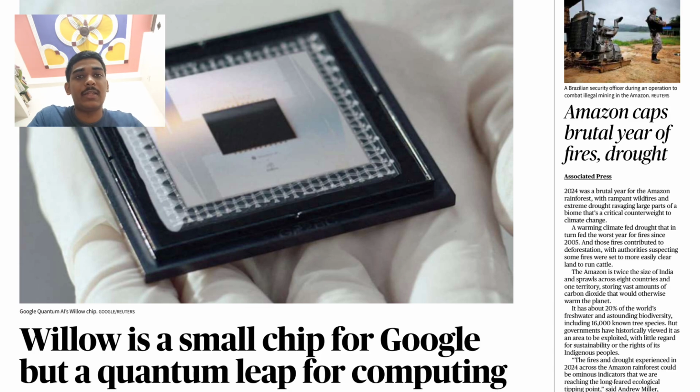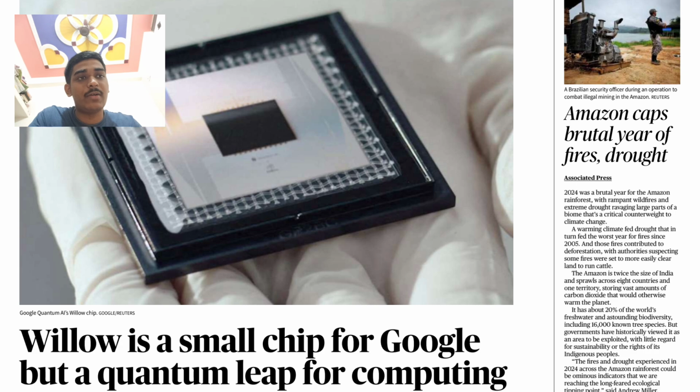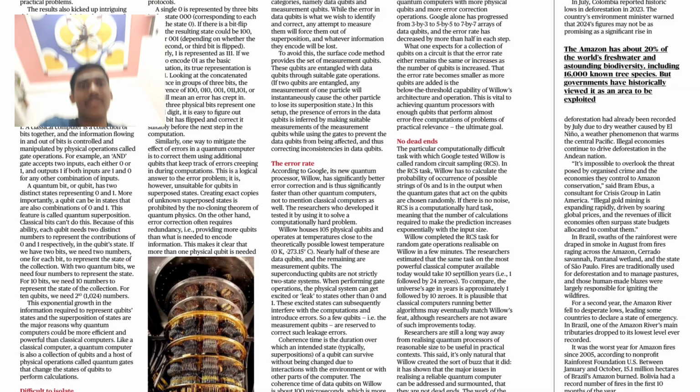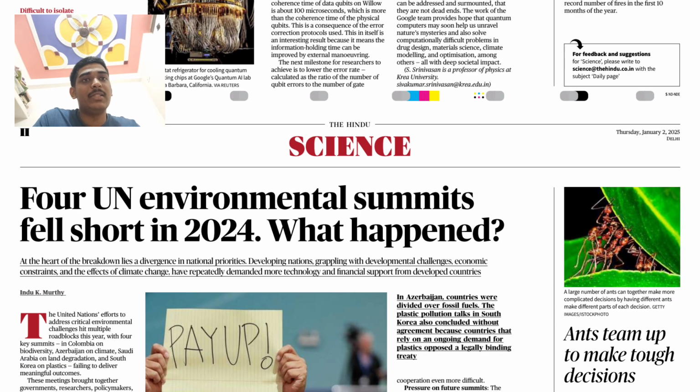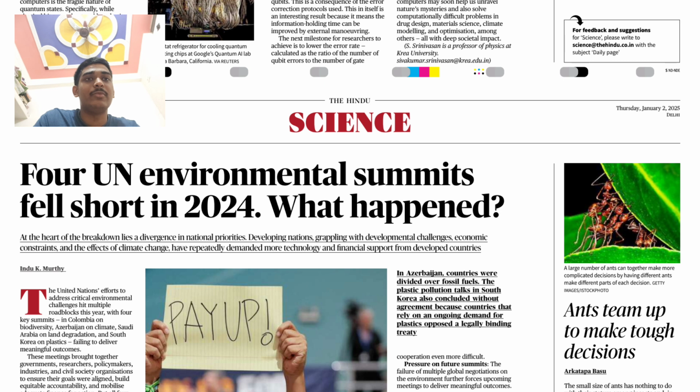In the first lecture we covered the below. This is a small GIF developed by Google. It is a kind of quantum procedure which we have already discussed yesterday. Now let's move on to discuss the next page of science and technology development, and basically we are covering this from the science page of The Hindu.